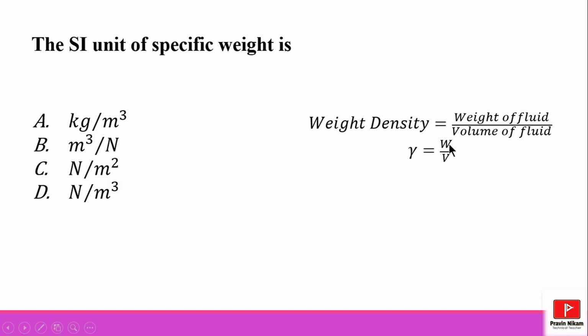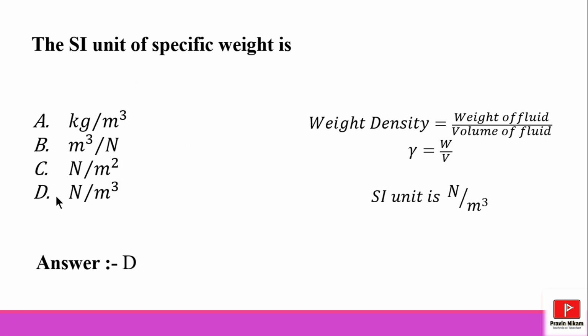Now see, the unit of W is Newton and the unit of volume is meter cube. So the SI unit of gamma is Newton per meter cube. Simple. So the SI unit of specific weight is Newton per meter cube. The correct option is D. Okay, D is the correct option.